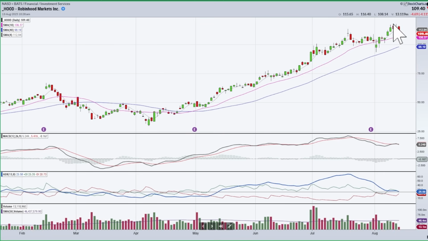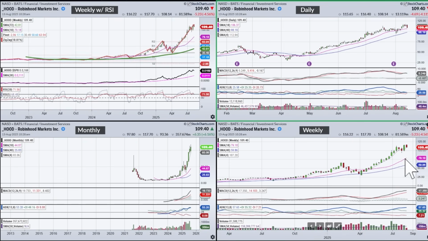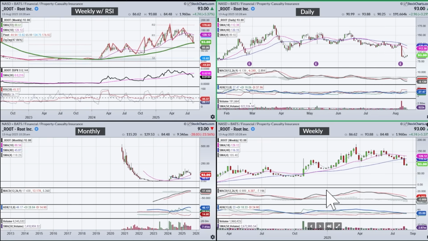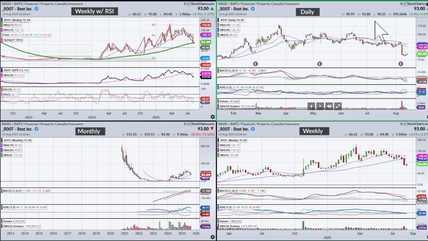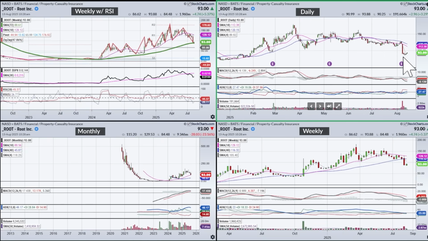But we tried to break out, and then we have the potential for failure here. But the ADX is still above the 25 mark. So if this can turn back above and form a higher low above the 18, I guess I'd be okay with it. But I'd feel like I need to be nimble just based on how extended it is above the monthly chart and above the weekly chart. So be careful there.